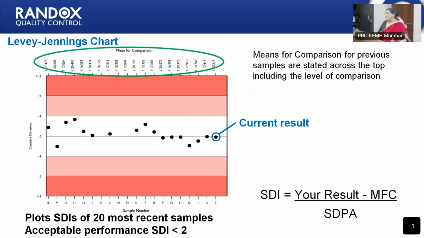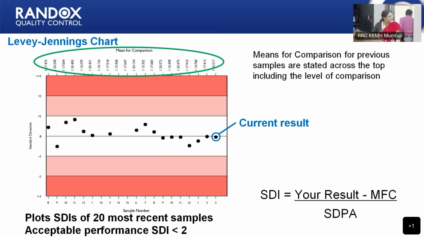In EQAS, whenever the results are falling in a lighter zone in any graph, the better is the performance. So there are three colors: white, pink, and red. White stands for 0 to 1 SD. Pink is 1 to 2 SD, and red is 2 to 3 SD, which is the unacceptable zone.